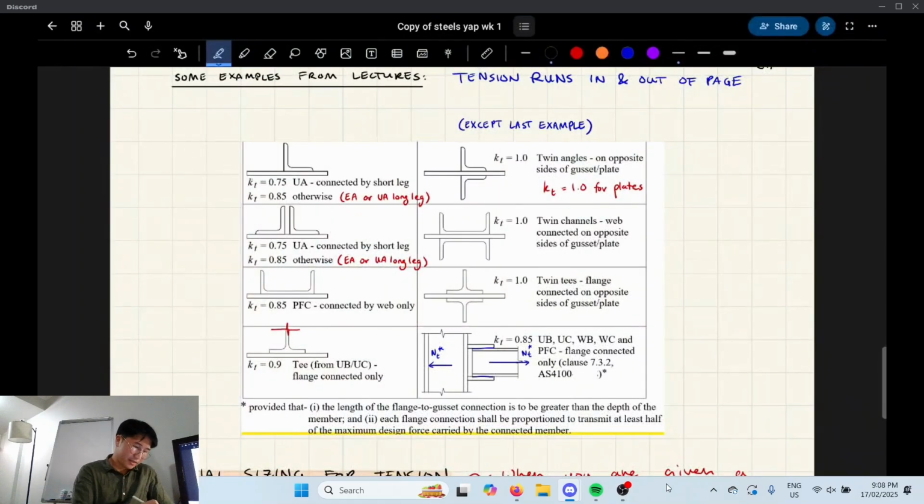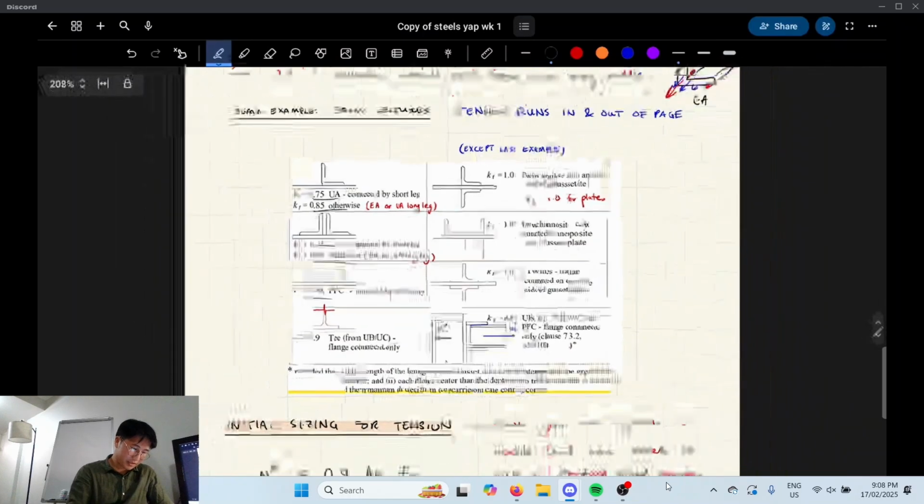Pretty interesting. Yeah. There are some pretty common ones. You'll see EAs and UAs used a lot, and PFCs. But anyway, you get used to them.